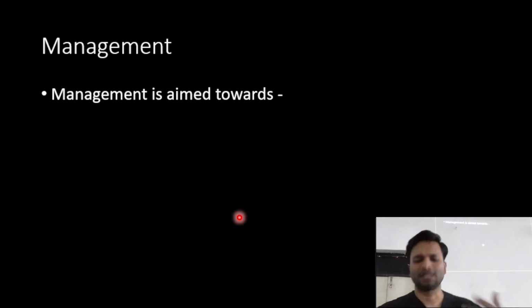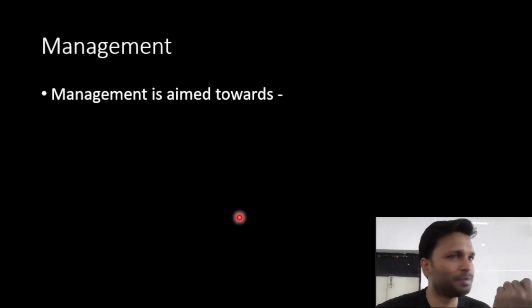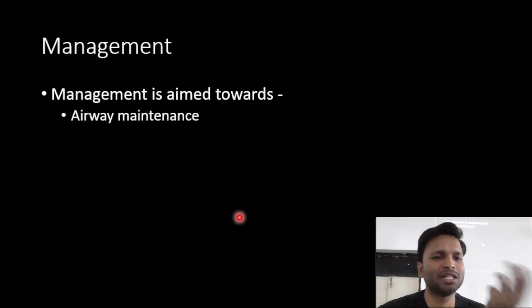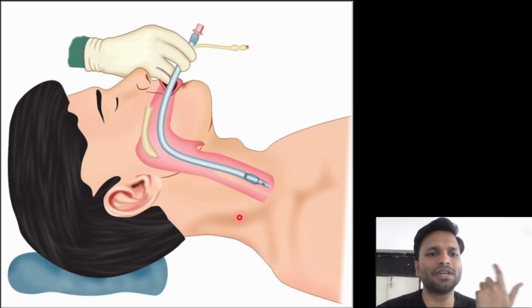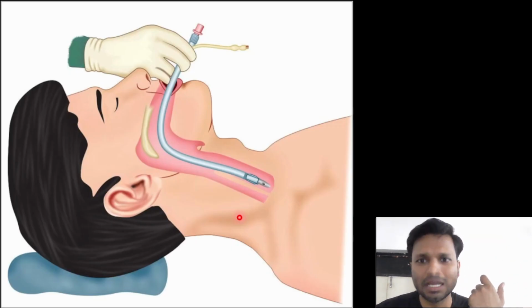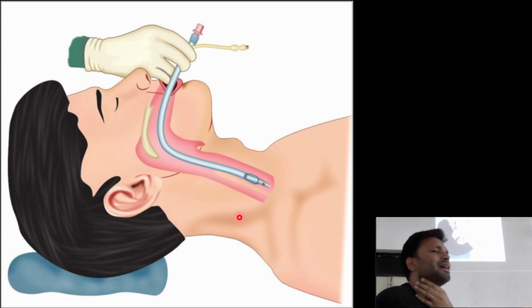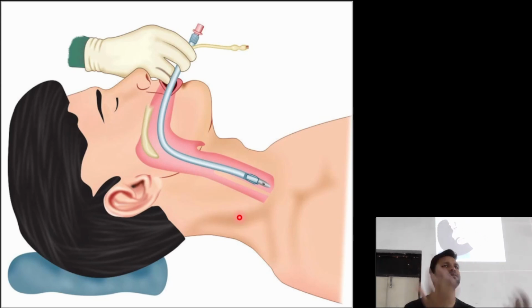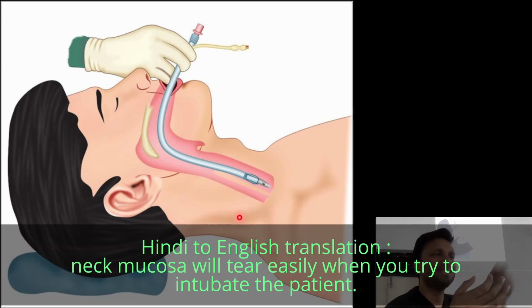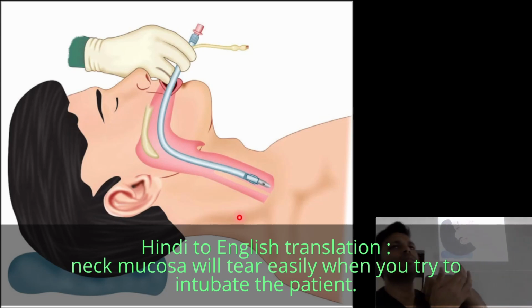And how do we manage it? First is airway management. We have to make sure whether the patient is breathing properly or not. If the patient has difficulty in breathing, we can go for endotracheal intubation. But in cases where we see the infection in the neck region, that is lateral retropharyngeal space infection or pterygomandibular space infection, there is a possibility because of this infection and inflammation, the mucosa in the neck region is very weak. Okay, easily it will tear when you intubate.